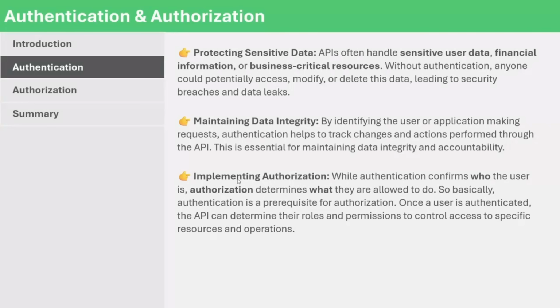Then, while authentication confirms who the user is, authorization determines what they are allowed to do. And we are going to learn about authorization in a bit. So basically, for authorization, authentication is a prerequisite. Once a user is authenticated, the API can determine their roles and permissions to control access to specific resources and operations. Okay, so if we want to have authorization in place, for that, first we need authentication.